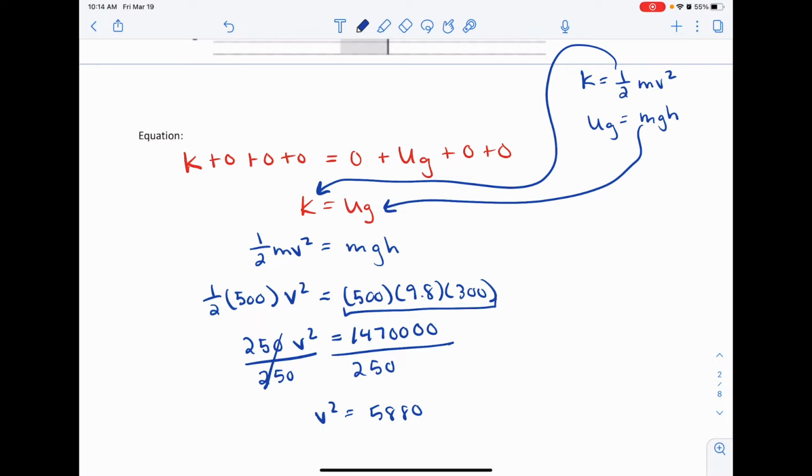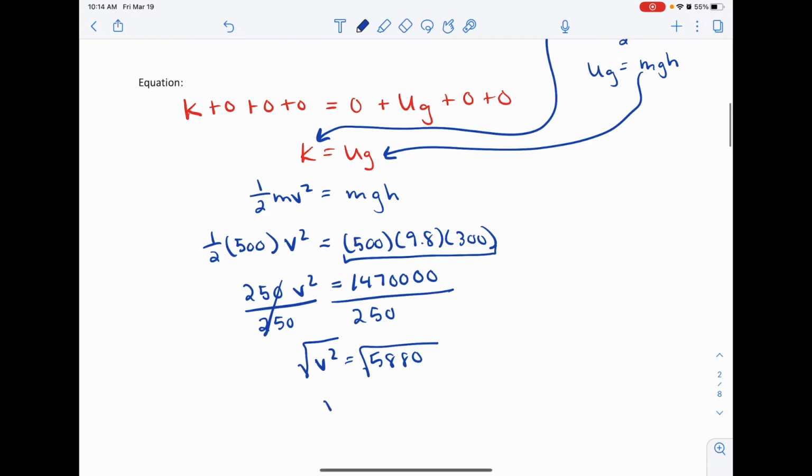Now, last step here, to get rid of that squared, we have to take the square root on both sides. And when I put that in my calculator, I get a velocity of 76.7 meters per second. And that's going to be my final answer.